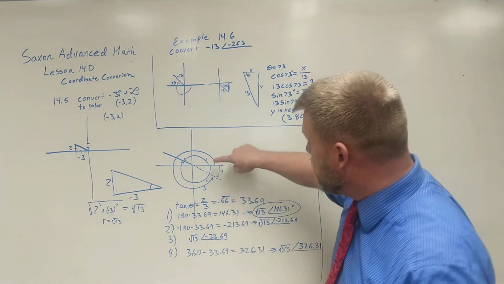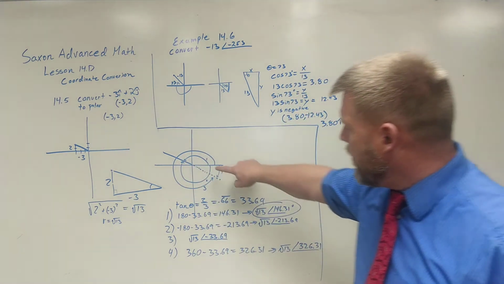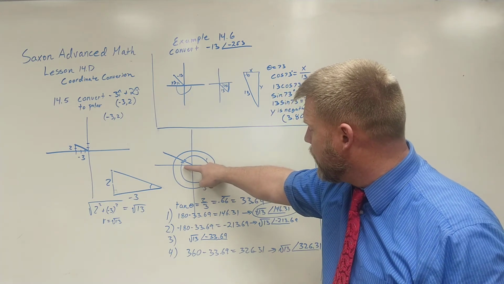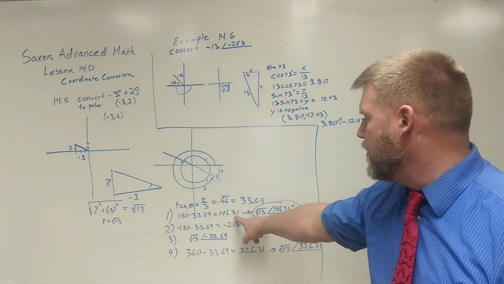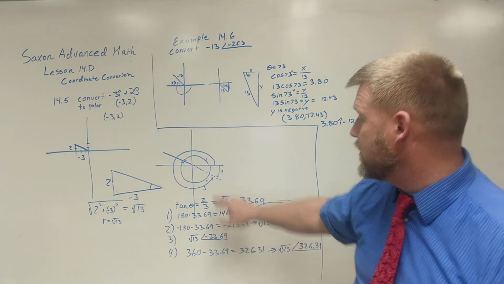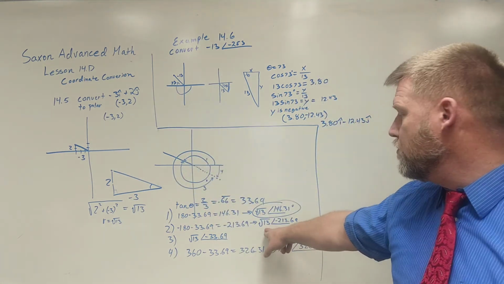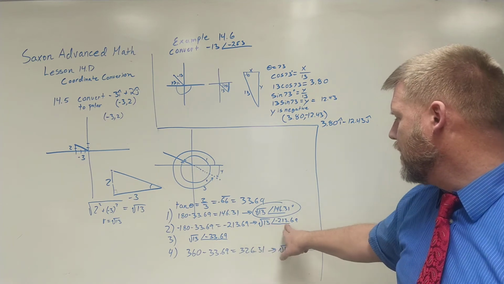But there's more than one way to find that point. So we already mentioned that 2 would go from here going backwards. Well, if I went from this point all the way up to here, that would be 180, plus my 33.69 is this little piece right here, and that's going to give me negative 213.69. And it's negative because of the direction, and that's going to be my second angle, or my second answer. So I have radius and angle.